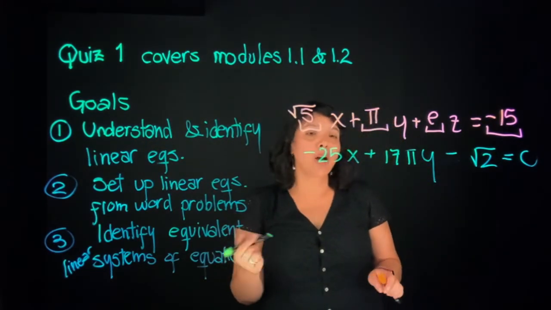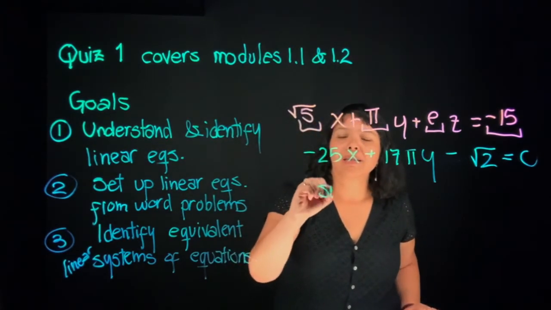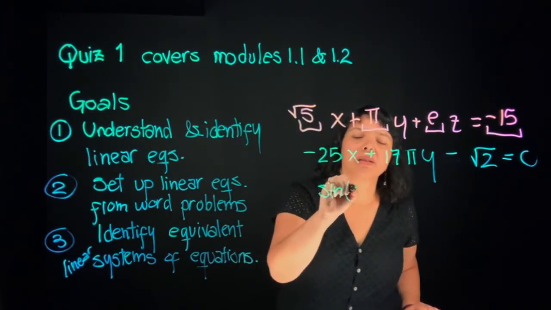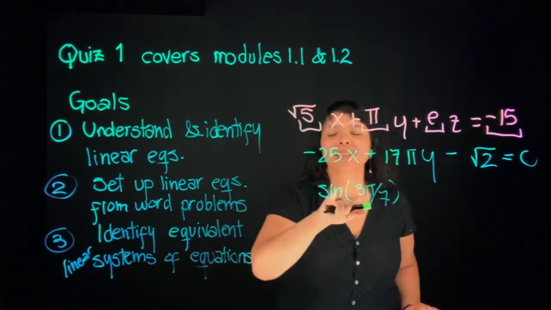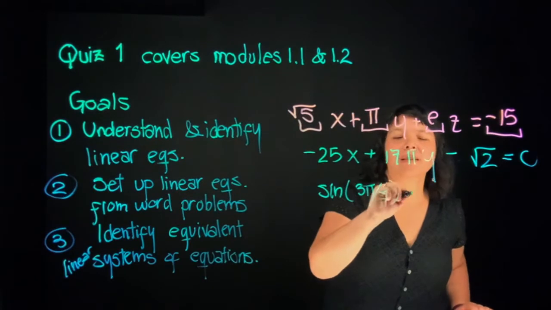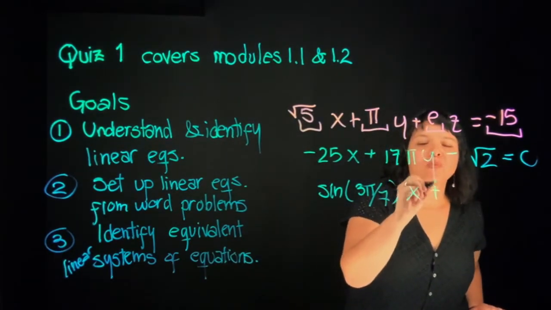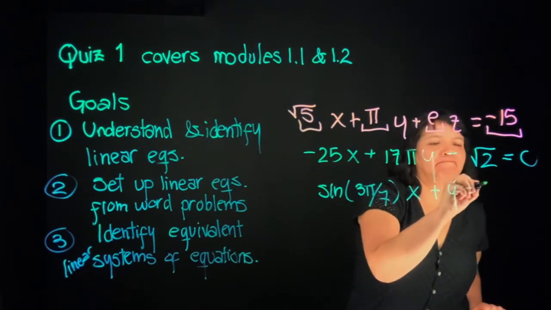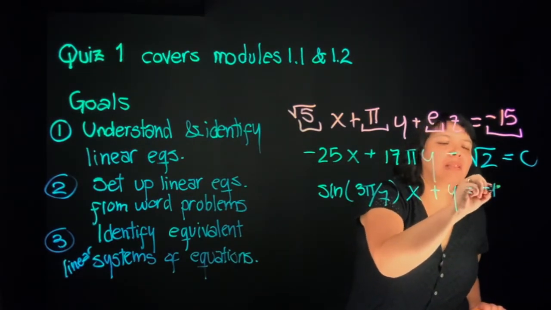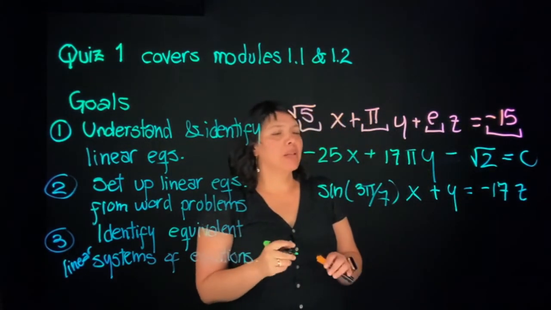Let me show you another one that is also a linear equation. So sine of 3 pi over 7. This is a number, right? So this could be a coefficient of your x plus y equals negative 17. This is another linear equation.